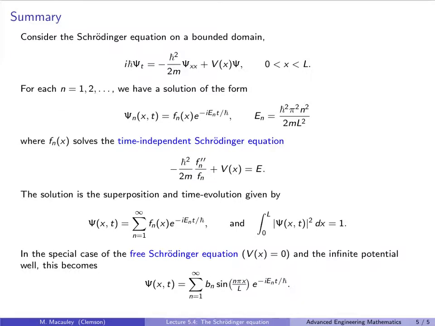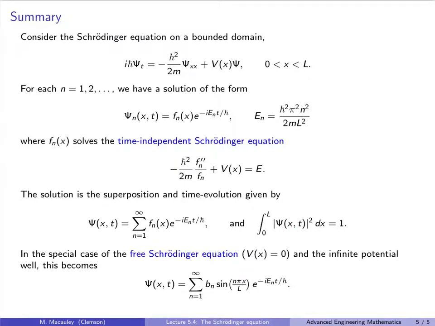In the special case of the free Schrödinger equation, where the potential is additionally 0, and this models the infinite potential well, these f's just become sine waves, so we get a very familiar looking general solution. And of course the bn's, in theory, we could solve given this constraint.